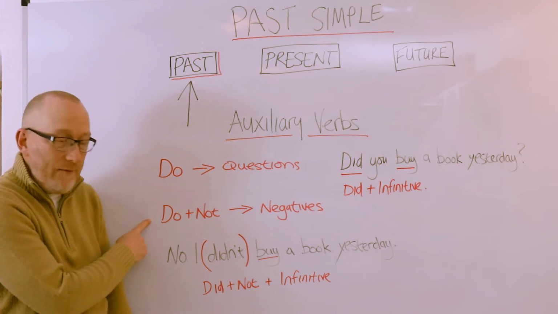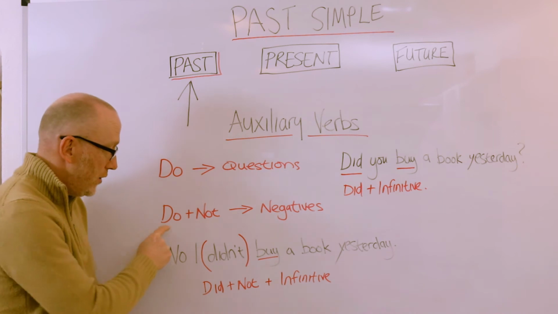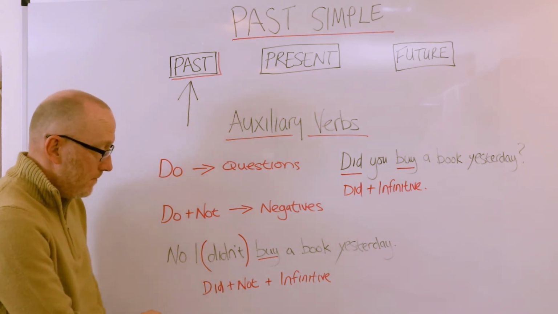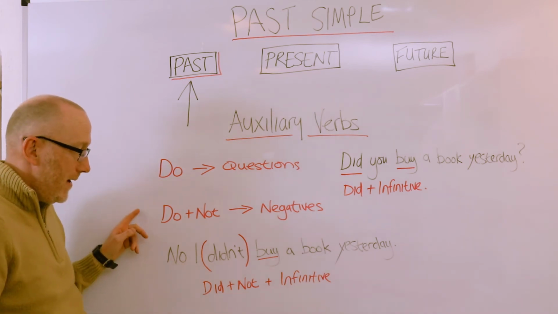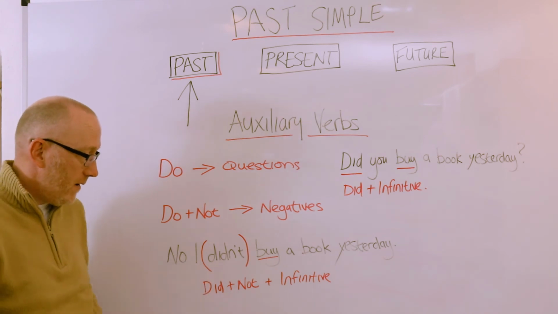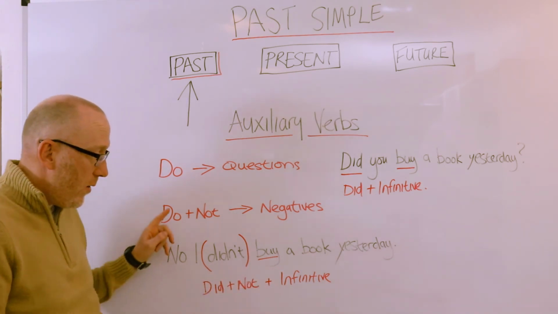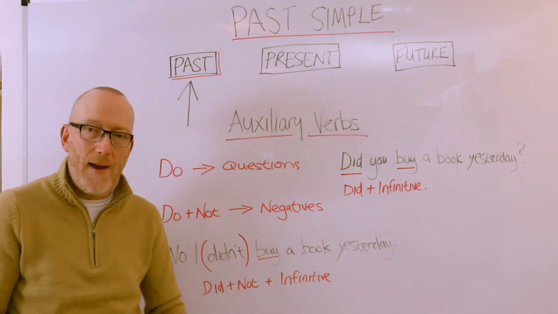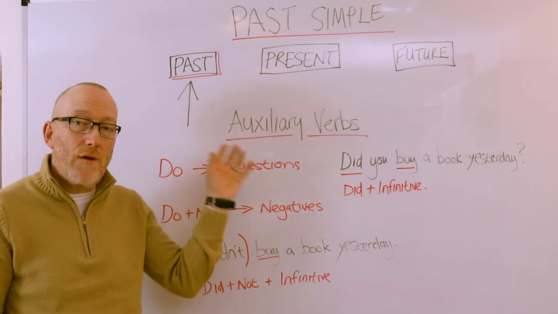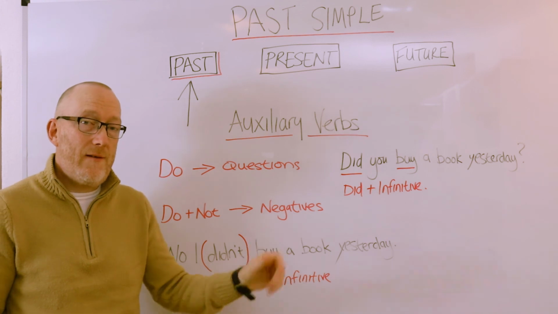Now with your negatives, I'm sure you guys know how to contract do and not into didn't. And likewise, in a negative sentence, did plus not, I didn't, is then followed by the infinitive form. So no, I didn't buy a book yesterday. So it's important that you understand how the auxiliary verb do works within the past simple tense.